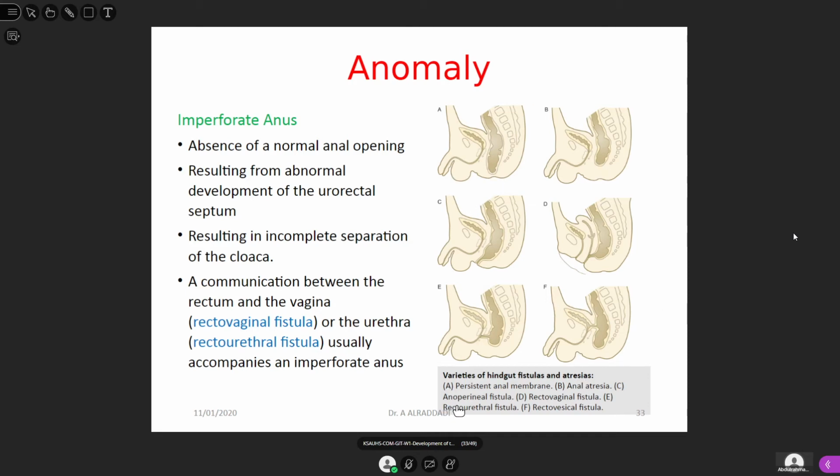We have the anoperineal fistula, and we have the rectovaginal fistula between the rectum and vagina, and we have the rectourethral fistula between the rectum and urethra, and we have the rectovesical fistula between the rectum and the urinary bladder.